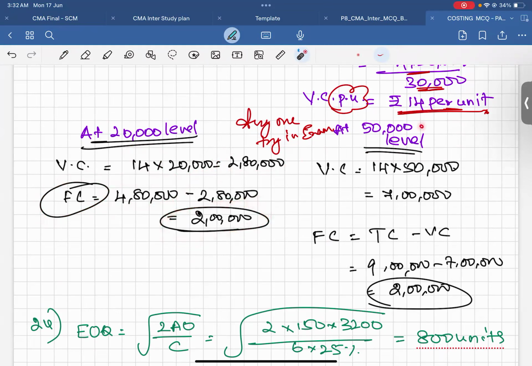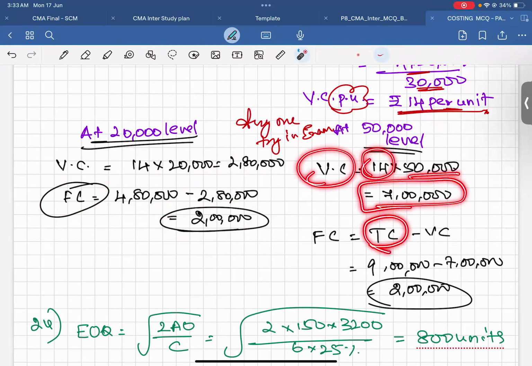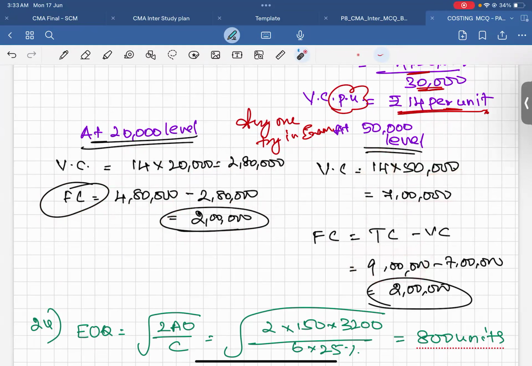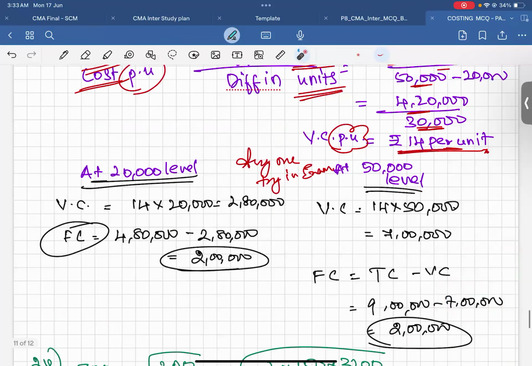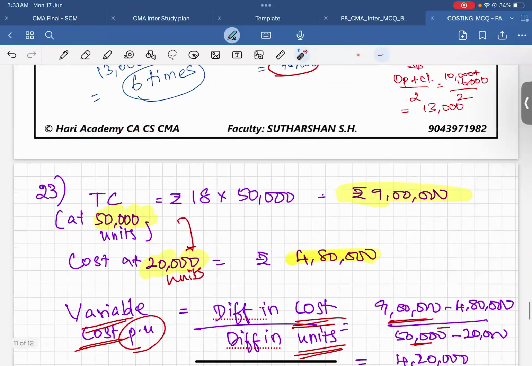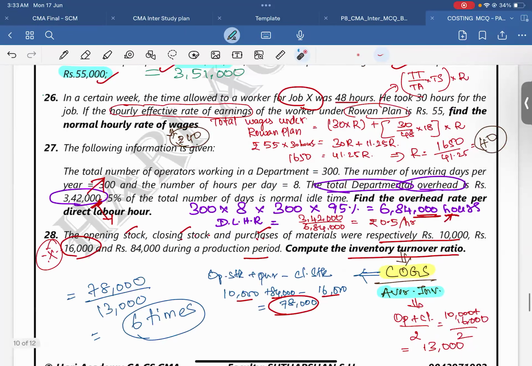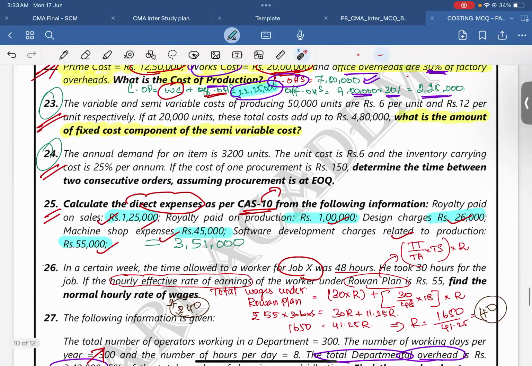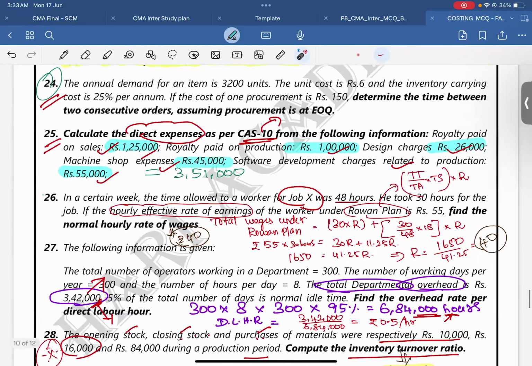If you want to try it at 50 percentage, the 50,000 level, variable cost is rupees 14 into 50,000, which will give you 7 lakh. Total cost is 9 lakh. You already found the variable cost, 7 lakh. If you subtract, you will get 2 lakh as your answer. Understood? Here the answer is 2 lakh, because they are asking for the fixed cost component of that semi variable cost, that is 2 lakh.